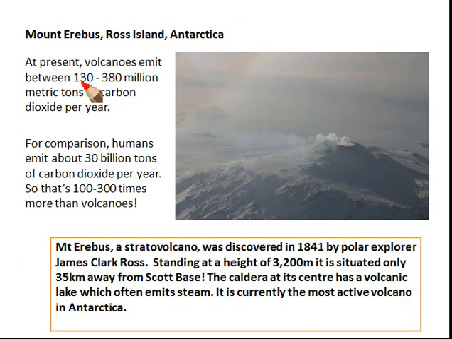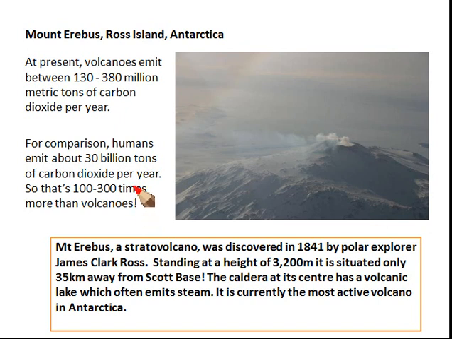It's been estimated that volcanoes emit somewhere in the region of 130 to 380 million metric tons of carbon dioxide per year. That sounds like a colossal amount, but when we compare it to the amount of carbon dioxide humans are producing through the burning of fossil fuels, well, we're producing 30 billion tons of carbon dioxide per year. So that's 100 to 300 times more than the naturally producing volcanoes. So we're adding a huge amount of CO2 to the atmosphere really quite unnaturally.